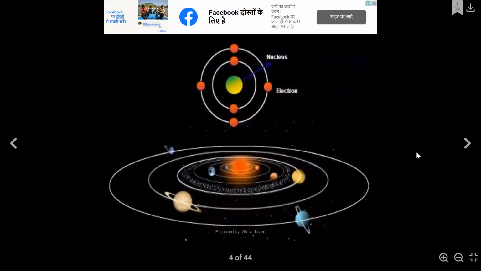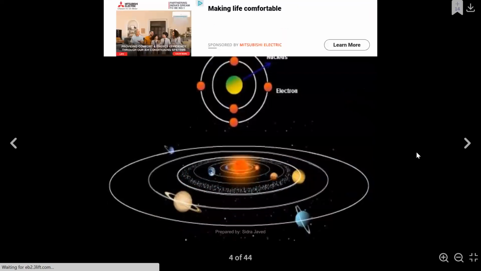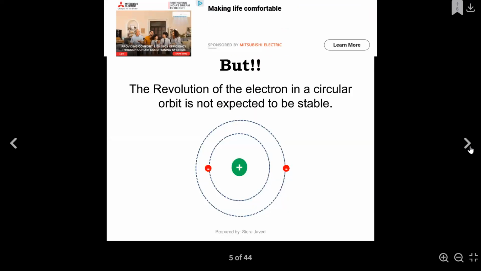So this is how the Rutherford's model looks. Just have a look at it. It can be compared to the planetary system, right? In the center is the nucleus, around which the electrons are revolving, and below we have the planetary system where the sun is compared to the nucleus, and the planets correspond to the different electrons.